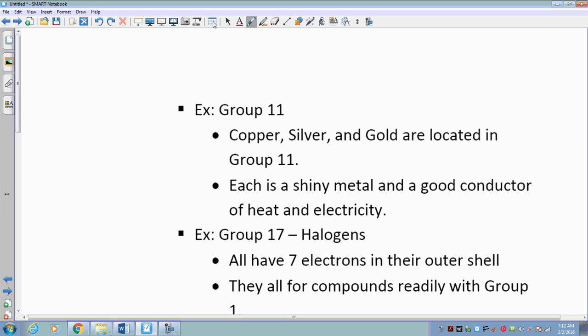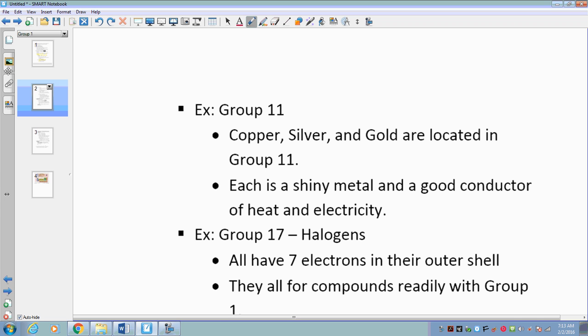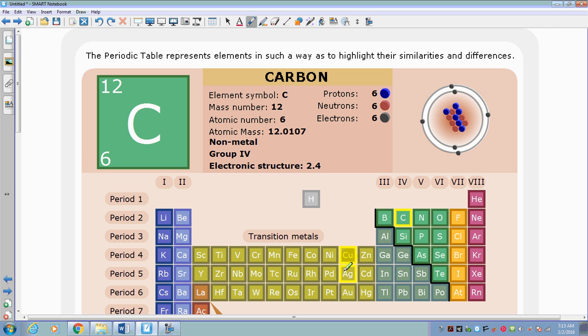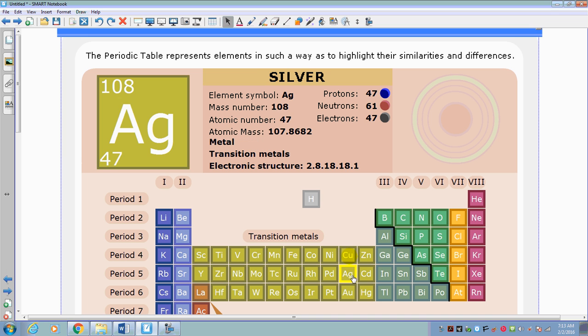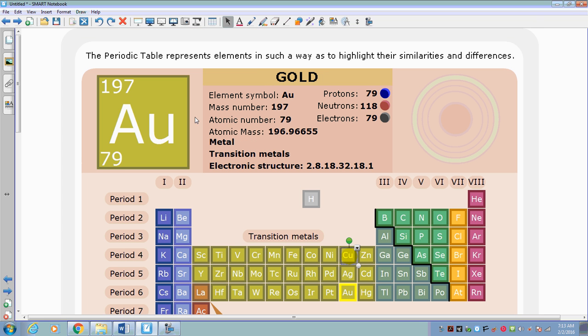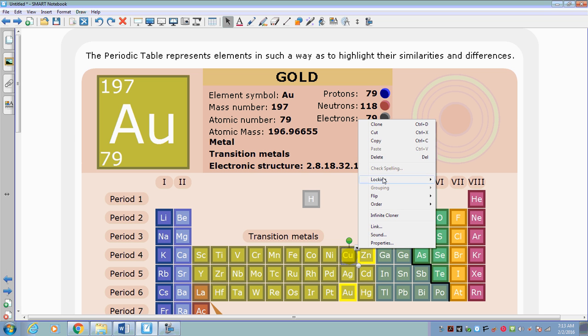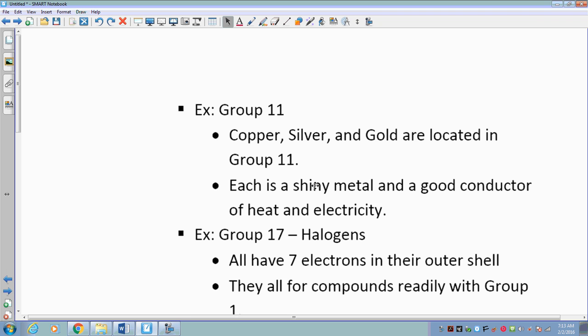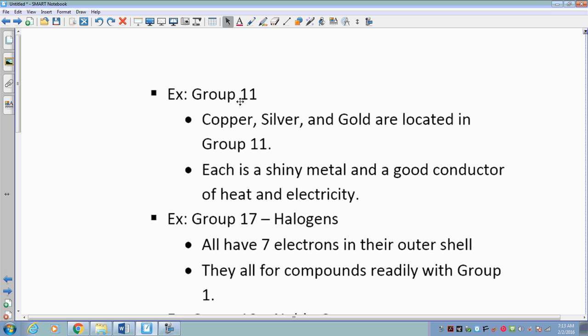And then if you look at other things like group 11, I go to my periodic table, group 3, 4, 5, 6, 7, 8, 9, 10, 11. Group 11 has copper, silver, gold. All those are shiny metals, good conductors of heat and electricity. They all are grouped together. They all have common characteristics.